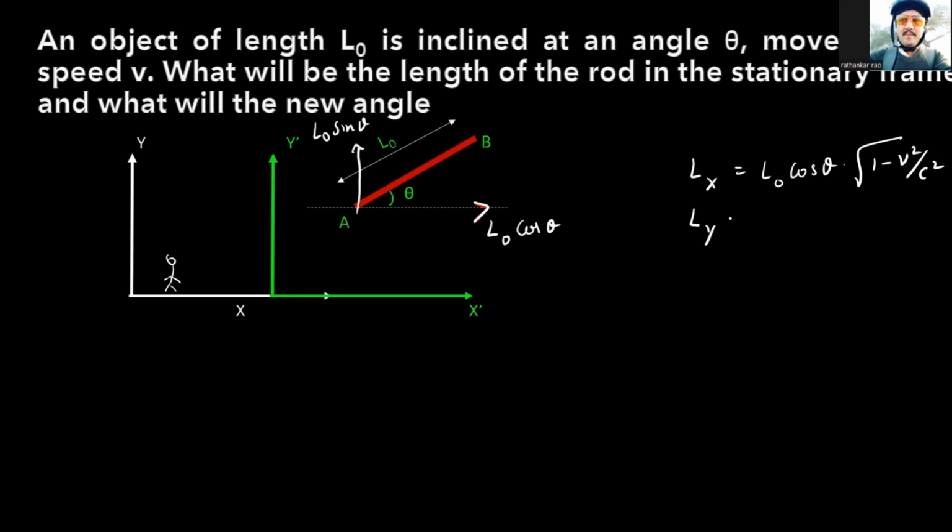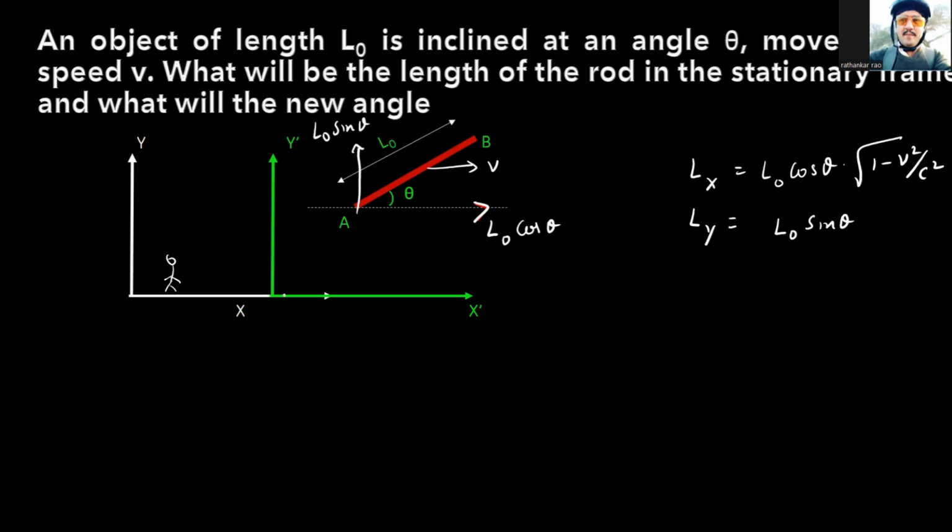Along the y-axis, what will happen? Along the y-axis, the rod is not moving. It is moving only along the x-axis with a speed v. So there is no change. So I can now write Ly is equal to L naught sin theta. There is no gamma factor coming in. Okay. Now once we have all this, what is the next thing?